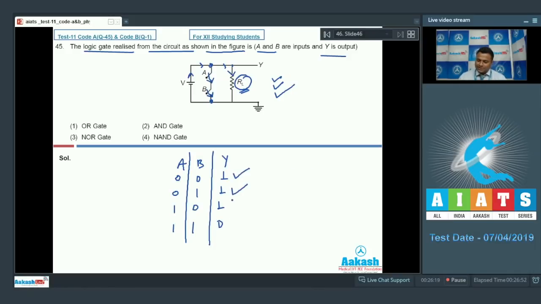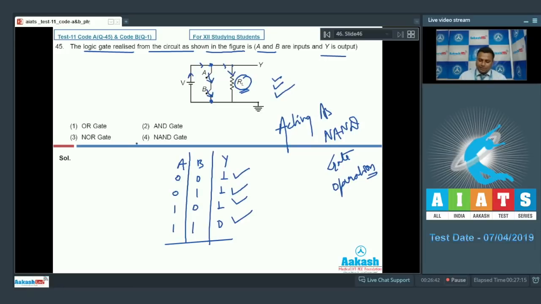So looking at the truth table, it is clear that this output has the right combination like a NAND gate. So the circuit is acting as NAND gate operation. So that's why we will go with option number 4, which is absolutely correct.